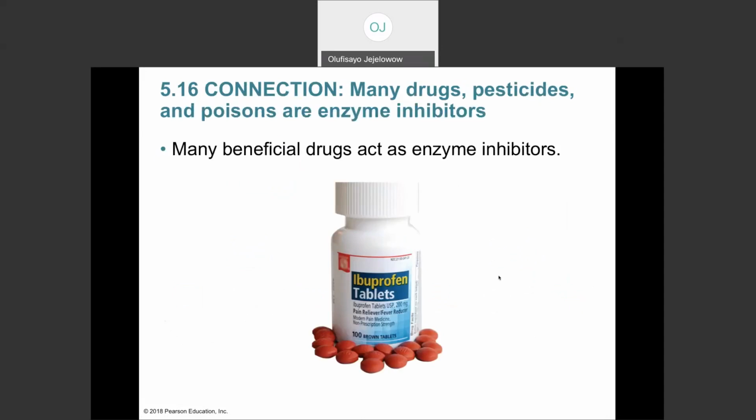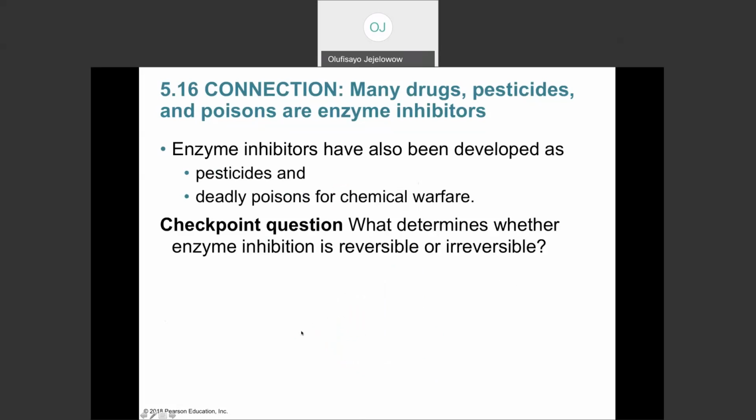Many beneficial drugs act as enzyme inhibitors. Ibuprofen, for instance, inhibits prostaglandins so that you don't feel pain, you don't have inflammation. It doesn't stop the cause or the foundation, but you just don't feel the effects of it, such as the pain and the inflammation.